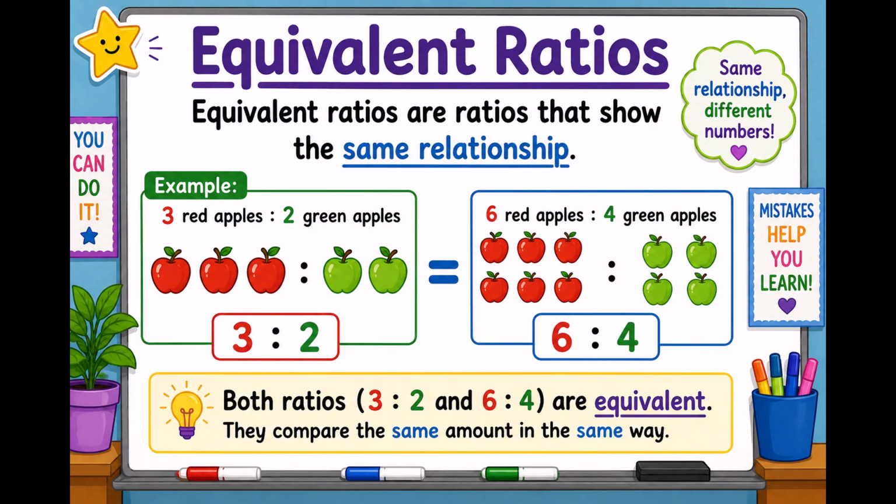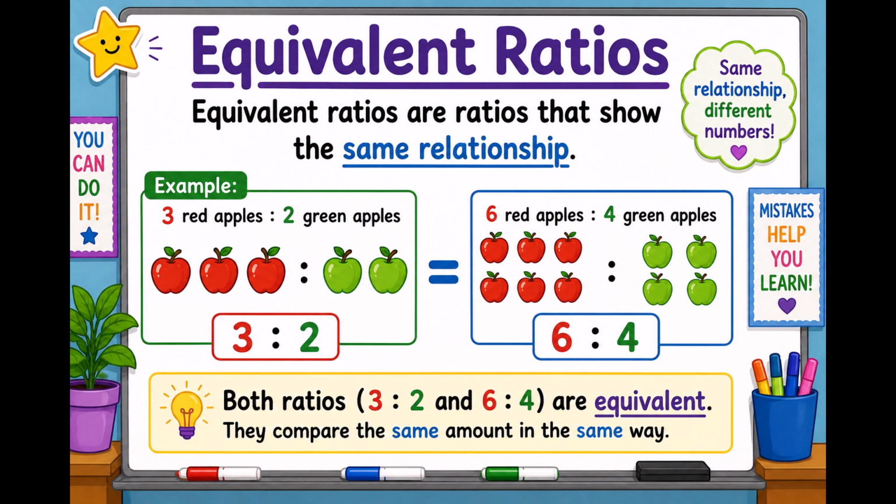Let's compare the two ratios. 3 times 2 equals 6. 2 times 2 equals 4. We multiplied both parts of the ratio by the same number, which was 2. That means the relationship stayed the same because they were both multiplied by 2. So that means 3:2 equals 6:4. So these are equivalent.